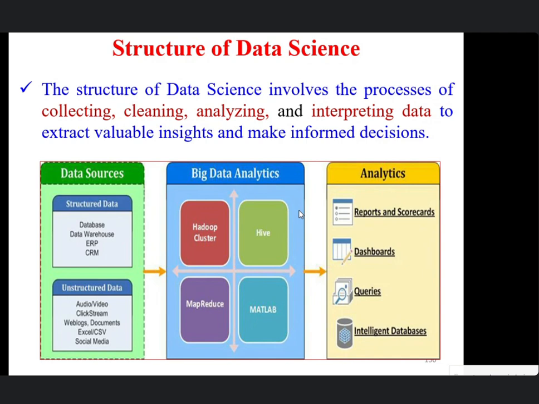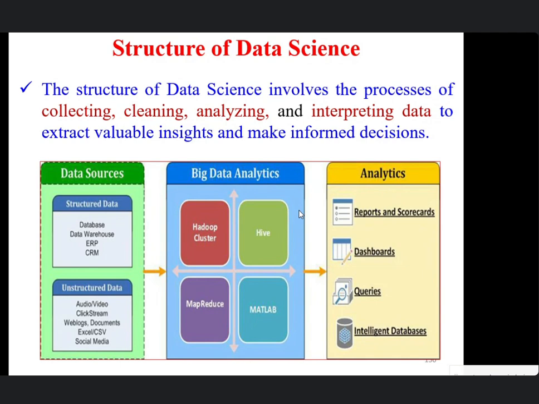Tier 1 consists of data sources, which include structured data and unstructured data. Structured data, with the help of relational database tools like SQL, MySQL, Teradata, DB2, MS Access, we are creating the databases, data warehousing, ERP, CRM. ERP stands for Enterprise Resource Planning, and CRM stands for Customer Relationship Management tool.